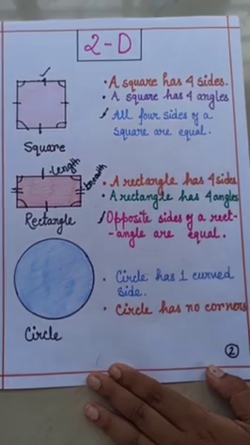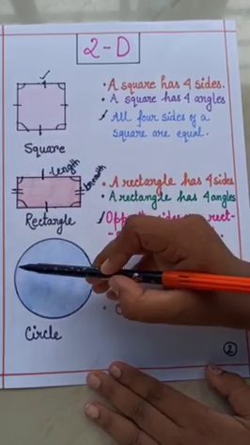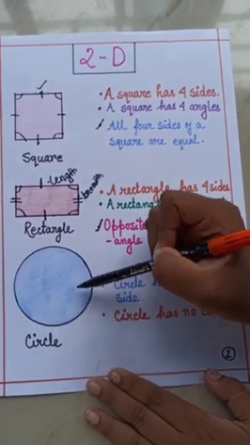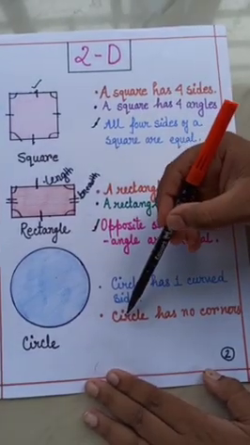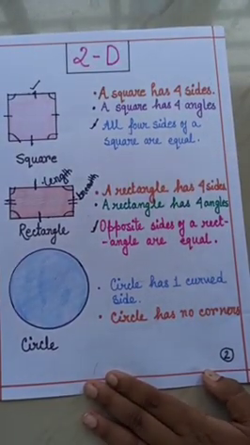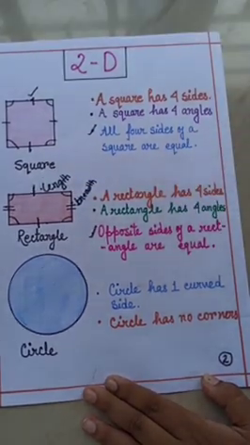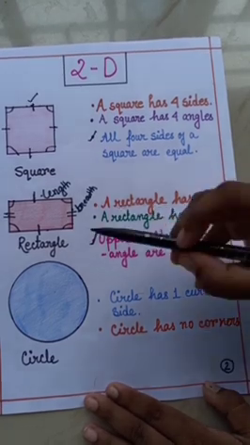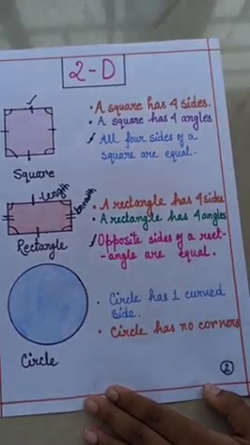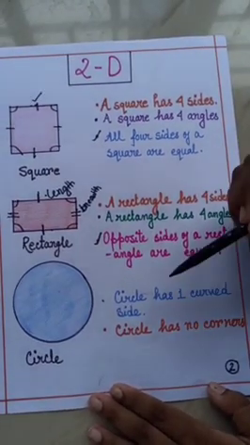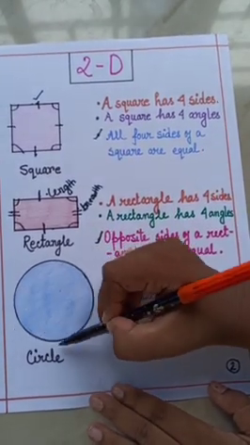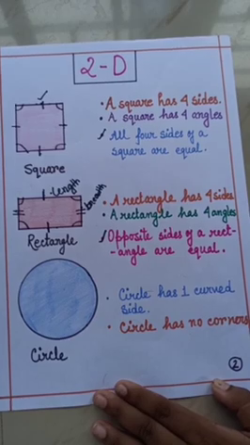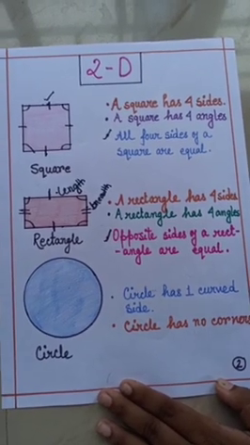So this is a circle. A circle has one curved side. You can see this one is a curved side. This is the curved side of a circle. Next, a circle has no corners. Like square and rectangle, a circle does not have any corner. It is just a round shape with one curved side. Why curved side? Because this is a curve. So it is a curved side, and a circle does not have any corners.